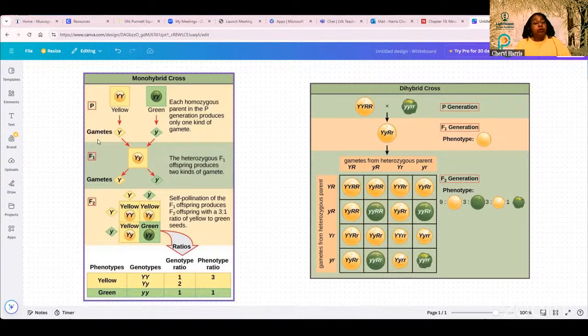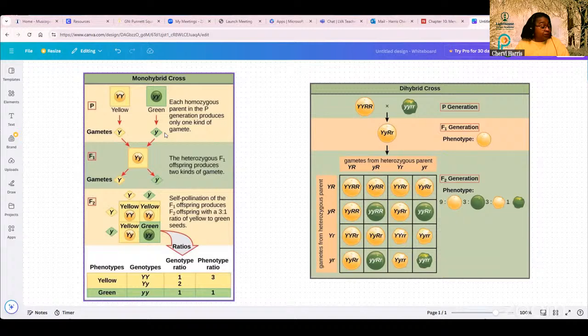Okay, so it's possible from the yellow one to give off only capital Y. So it doesn't matter what gametes you have, they're only going to have capital Ys. In the case of the green one, their gametes are only going to have lowercase y.